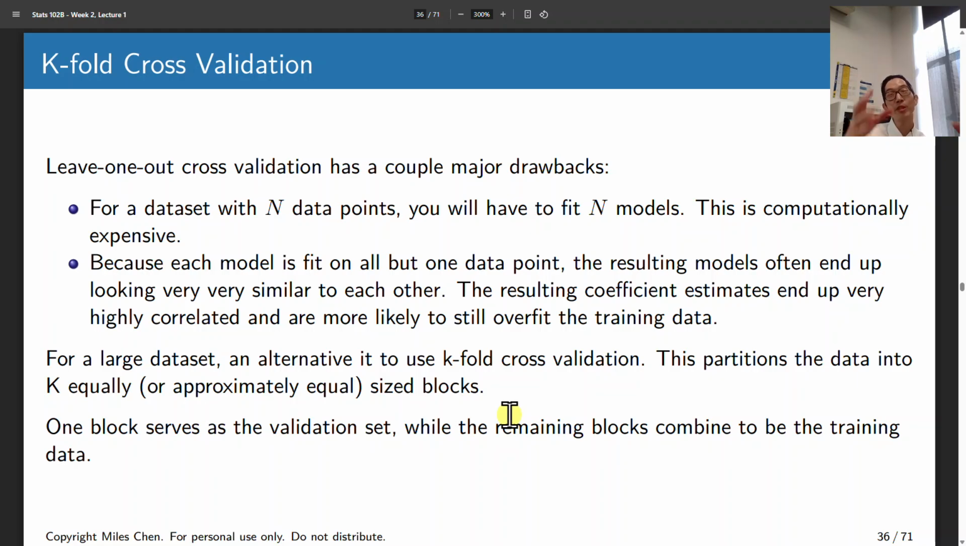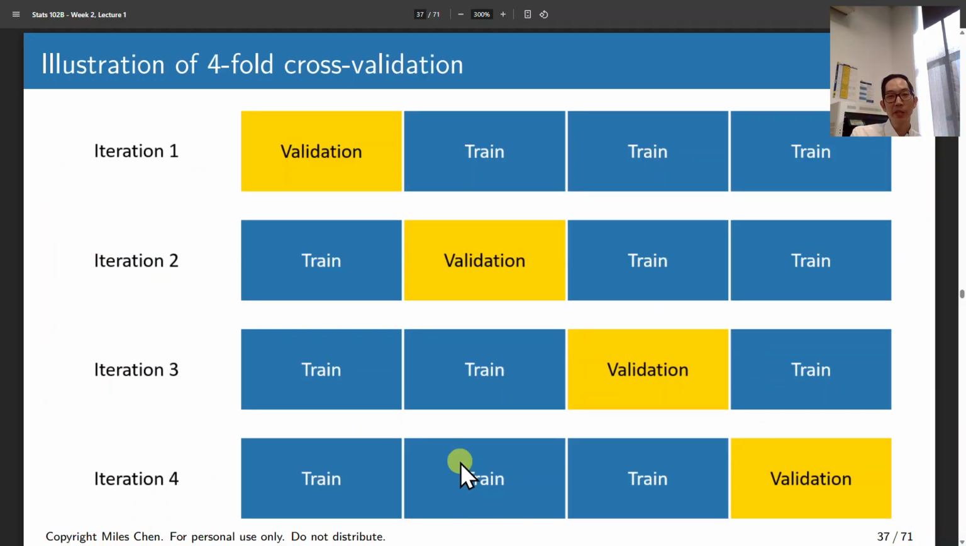Okay, so an alternative is to use what we call k-fold cross-validation. This takes our training data and splits it into k approximately equal sized blocks. So you might do something like 4-fold cross-validation and split it into 4 chunks, or 10-fold cross-validation and split it into 10 chunks, where k is just some arbitrary integer, okay? And then each time you do it, one block serves as the validation set, and the remaining blocks combine to be the training data, okay?